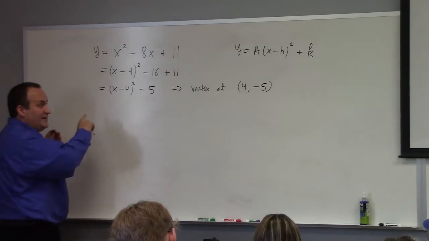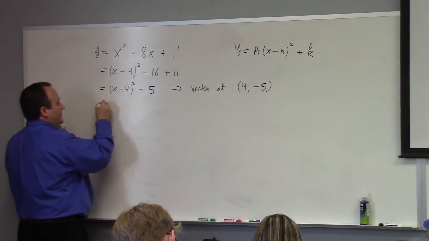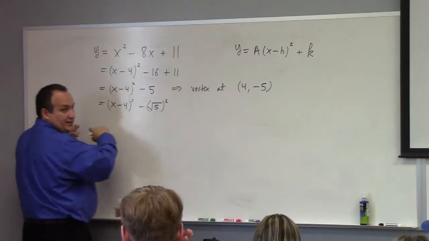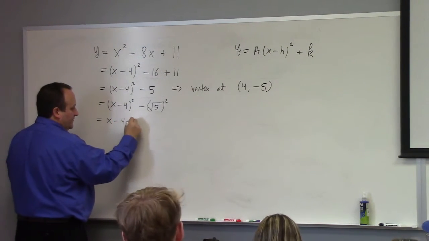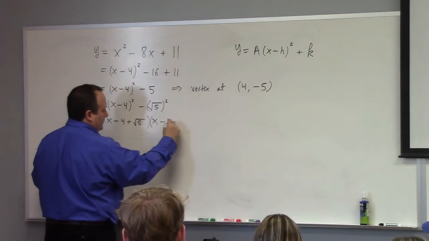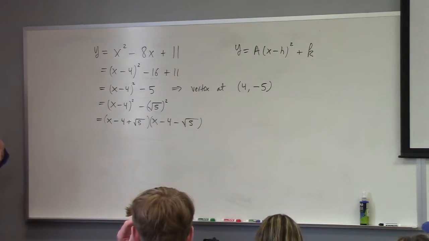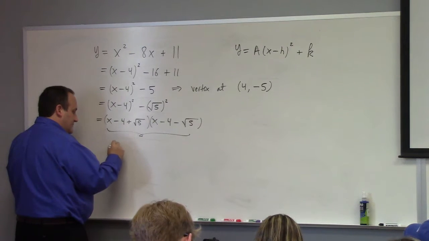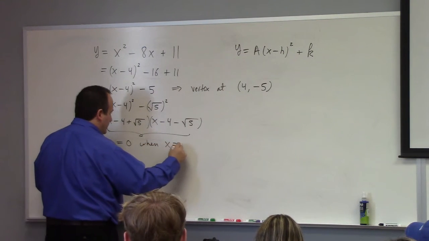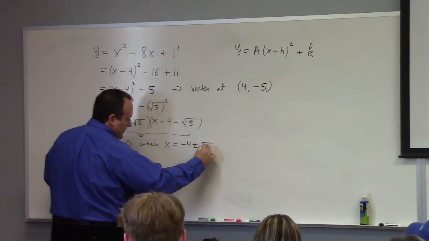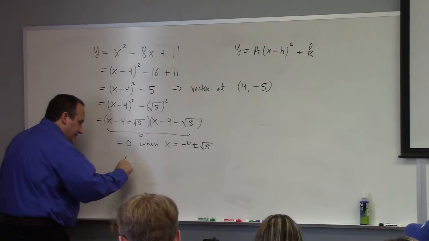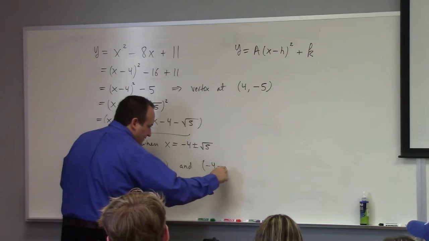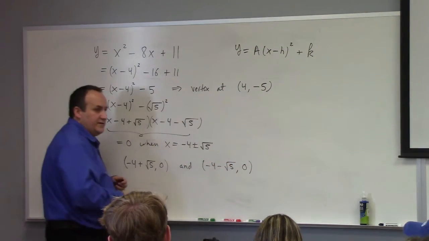Now we can factor this because it's a difference of squares, right? Because if you use your imagination, you can see that that's a square root of 5 squared, yeah? So I can factor, and I get x minus 4 plus the square root of 5, times x minus 4 minus the square root of 5. And from that, I can read off the x-intercepts. This shows me that this is 0 when x is equal to 4 plus or minus the square root of 5, right? So the x-intercepts are 4 plus root 5, comma 0, and 4 minus the square root of 5, comma 0. Those are your x-intercepts.